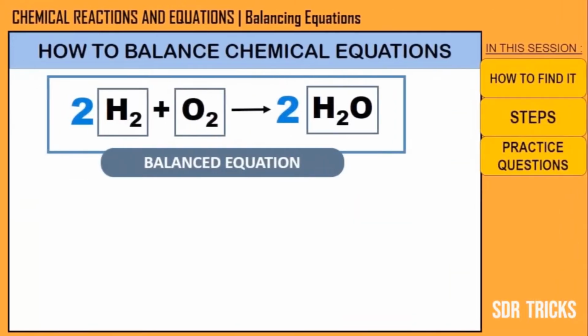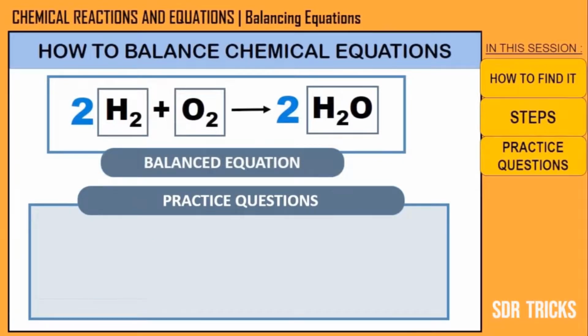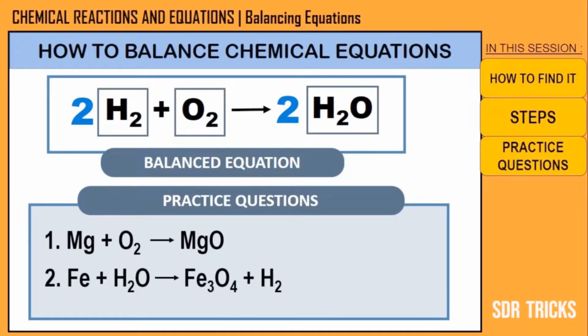I will give you some practice questions. By solving these, you can balance chemical equations correctly without any mistakes and also in a speedy manner. Magnesium plus oxygen gives us magnesium oxide. Iron plus water gives us iron oxide plus hydrogen. So balance these chemical equations and post it in the comment section below. I will check your answers and reply to you very soon.